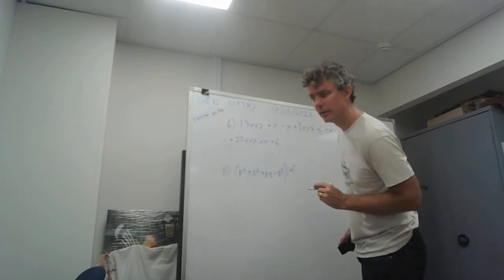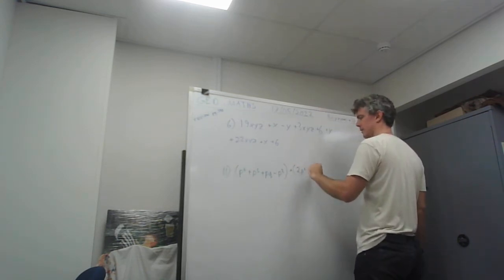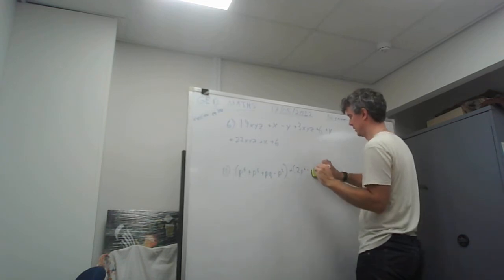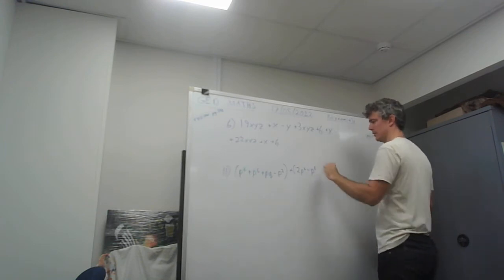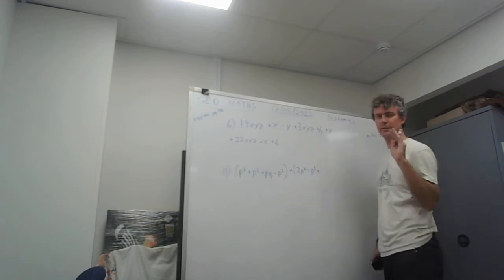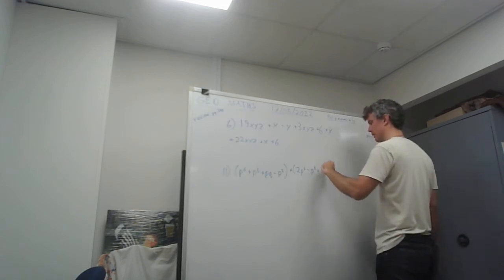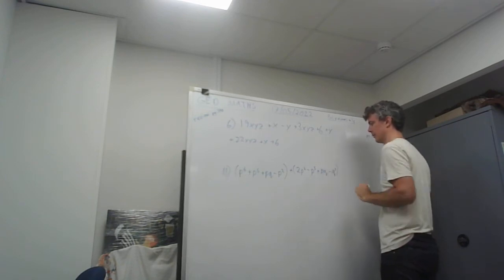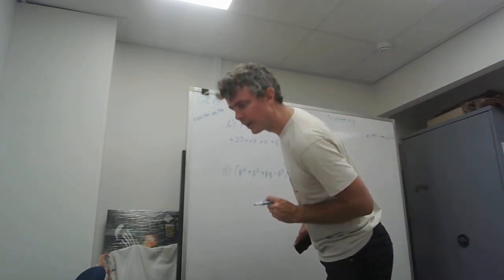What is the second one? 2p to the power 6, minus p to the power 5, plus 3pq, plus p cubed, minus q squared. Check that. That looks right.